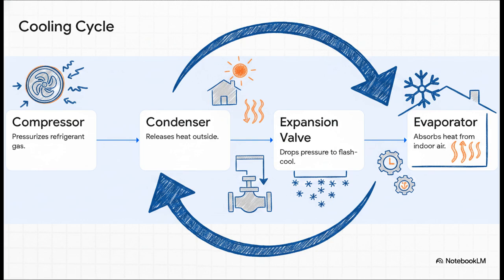And this brilliantly illustrates the entire elegant journey. It is essentially an endless relay race of thermodynamics. Step 1. The compressor pressurizes the gas. Step 2. The condenser releases the heat outdoors. Step 3. The expansion valve drops the pressure to flash cool the liquid. And Step 4. The evaporator absorbs the heat from your home, starting the whole cycle all over again. It just keeps looping and looping until your thermostat says, yep, the room is perfectly comfortable.